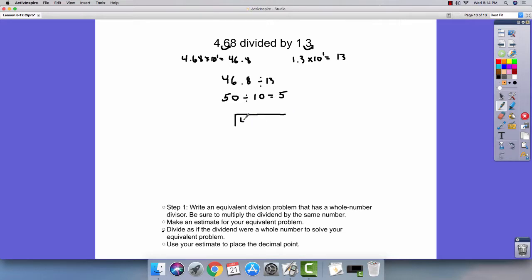So I'm going to pretend that this 46 and 8 tenths is a whole number and make it 468. And I'm going to divide that by 13. Set up my partial quotient algorithm. And I know that 13 can go into 468 at least 20 times. And 20 times 13 is 260.